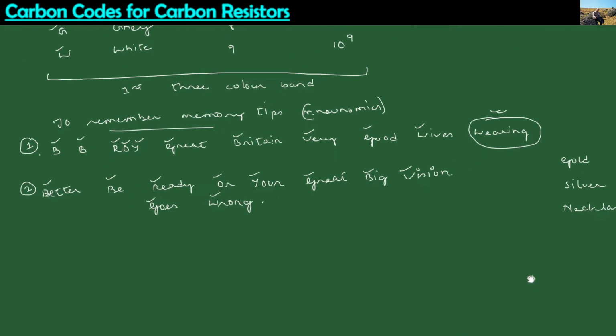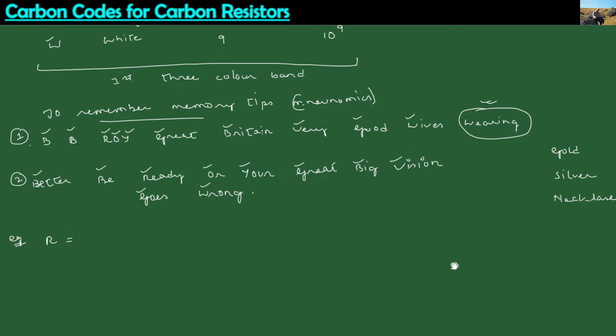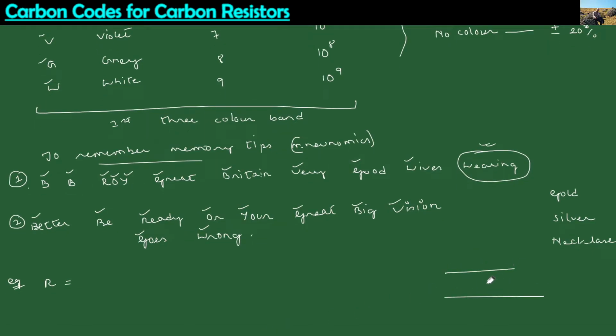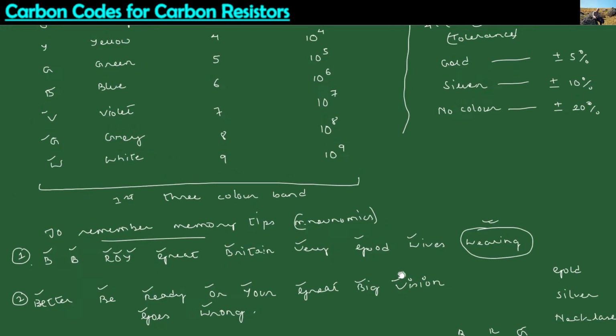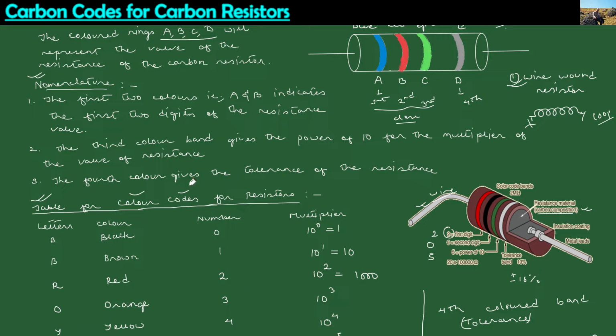So let us try to find out the resistance R from that example. Looking at that resistor again, the first color is blue, the second color is red, the third color is green, and the fourth color is silver. What is the rule to find it out? The first two color bands indicate the first two digits of the resistance.